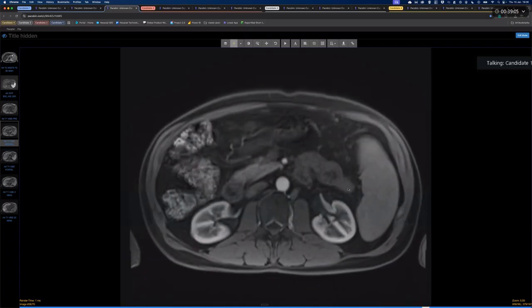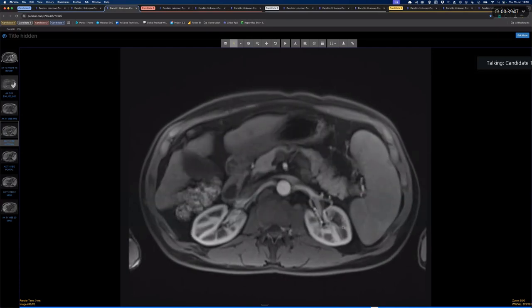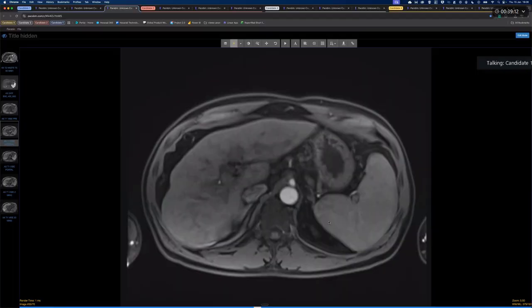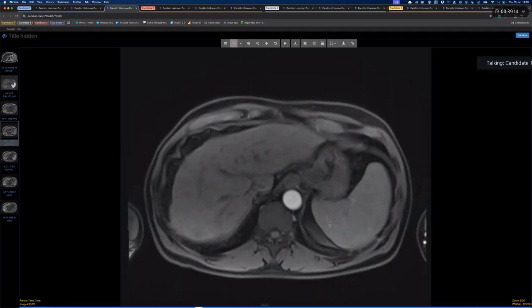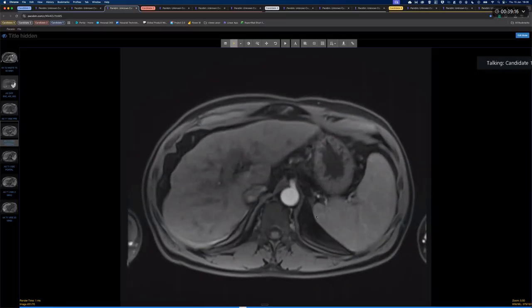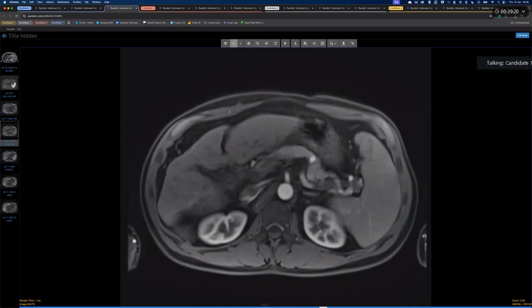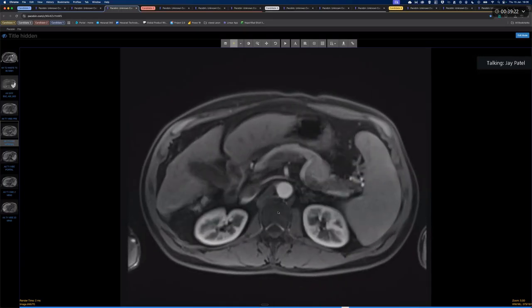Okay, usually on the early arterial phase, the spleen shows the zebra lines. Here it is homogeneous. So this is most likely a bit later phase of the arterial phase. The liver also is enhancing, so it could be like late arterial phase.